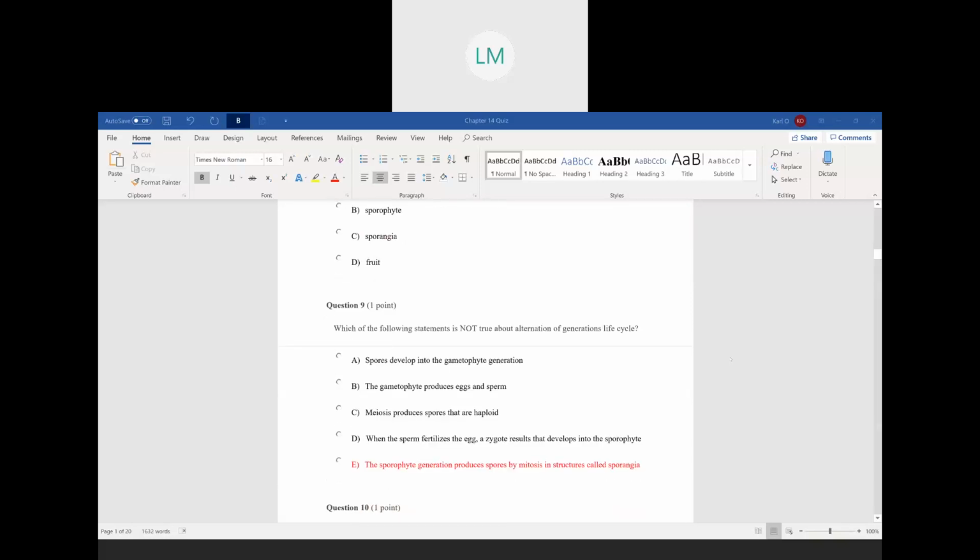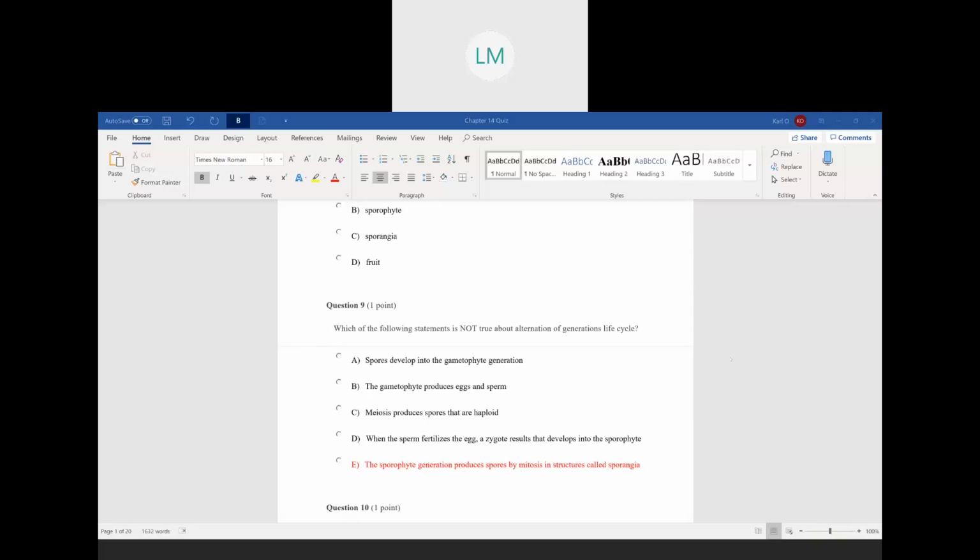Question number 9, which of the following statements is not true about the alternation of generations life cycle? A says spores develop into the gametophyte generation. That is true. Those haploid spores develop into a haploid gametophyte through mitosis. B says the gametophyte produces eggs and sperm. That's true because the gametophyte is producing the gametes. C says meiosis produces spores that are haploid. That is true. Parts of the sporophyte undergo meiosis to produce those haploid spores.